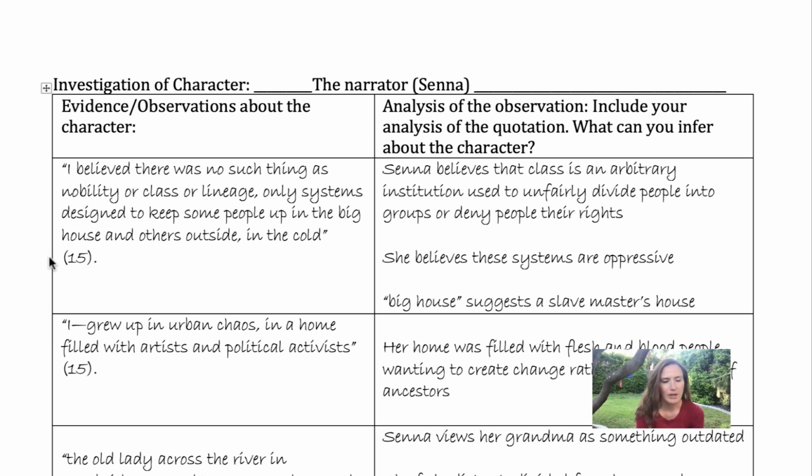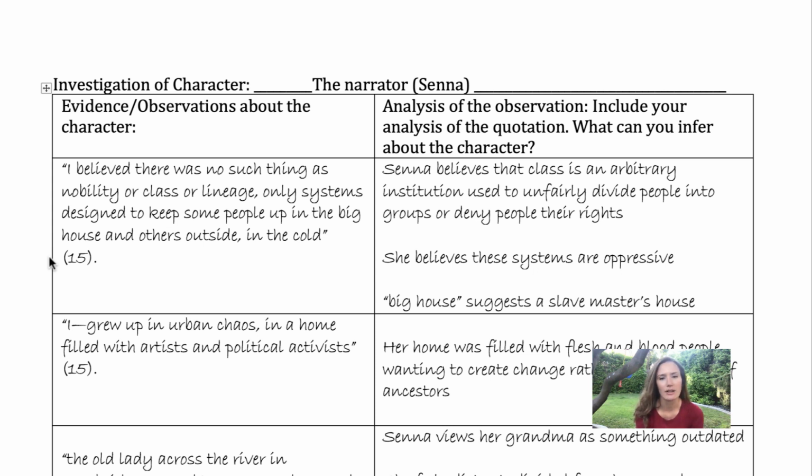This is Senna's point of view: she "believed that there was no such thing as nobility or class or lineage, only systems designed to keep some people up in the big house and others outside in the cold." So if I asked you to unpack that quotation, at first you might think, what is there to say about it? It's in pretty plain, simple English. It might not seem like there's a lot to unpack, but actually there is.